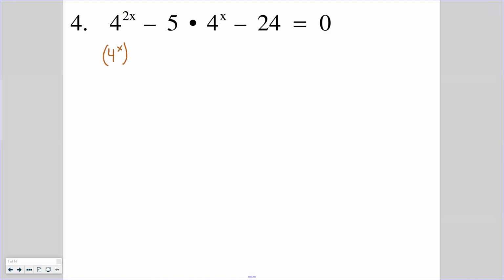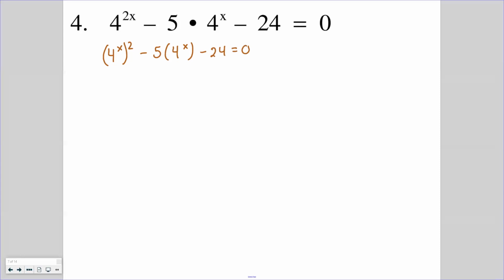I'm going to re-represent 4 to the 2x as 4 to the power of x squared. Exactly the same thing, but it just looks a little bit different and it might make it easier to approach this problem. And then I've got minus 5 times 4 to the power of x. Now I'm going to get rid of the multiplier sign there and I'm just going to rewrite 4 to the power of x in parentheses. And then again, we're subtracting 24, not doing anything there, equal to 0.